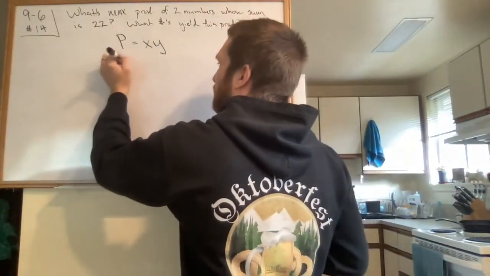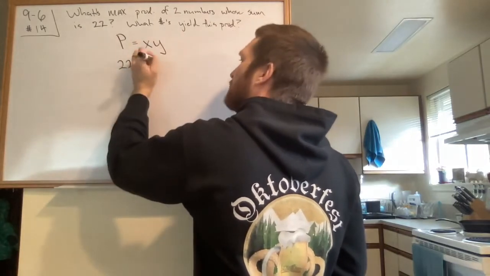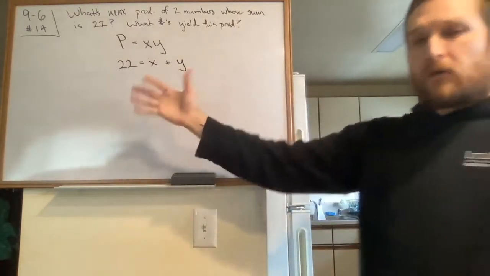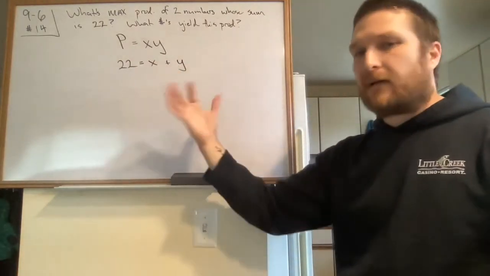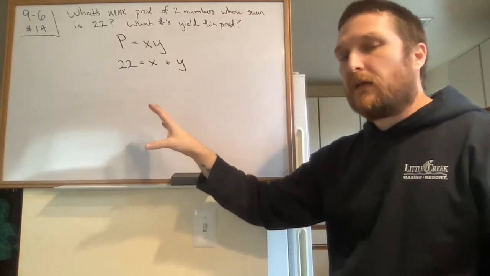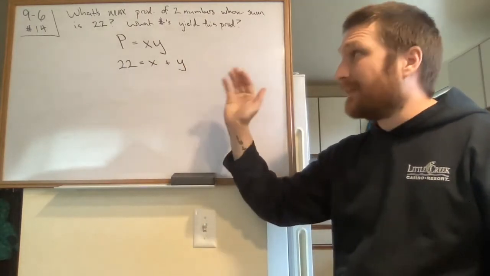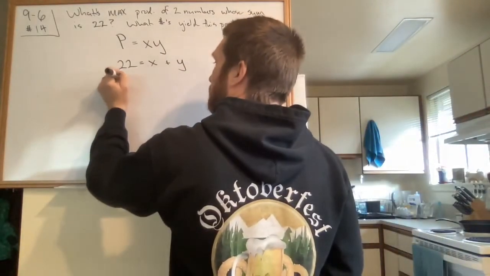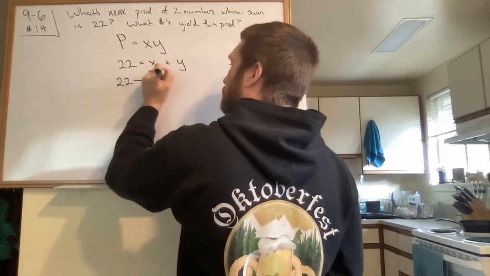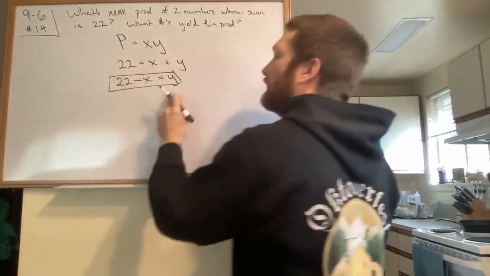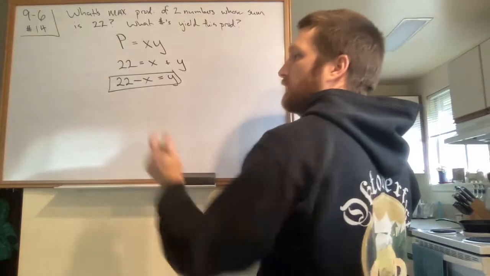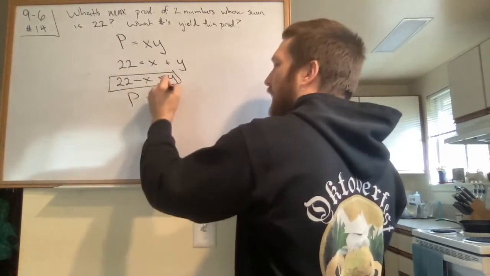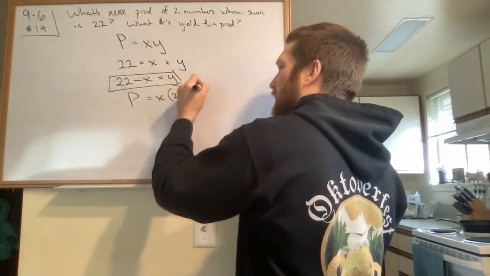So, okay, let's just write that out. 22 equals the sum of these numbers, x plus y. Now we could solve for either one of these numbers. It's going to be exactly symmetric either way we choose to do it. So I'm going to say, let's get y by itself. So we'll subtract x from both sides. We'll have 22 minus x equals y. Now let's just substitute in for y in my original equation. P is equal to x times y, but now y is 22 minus x.